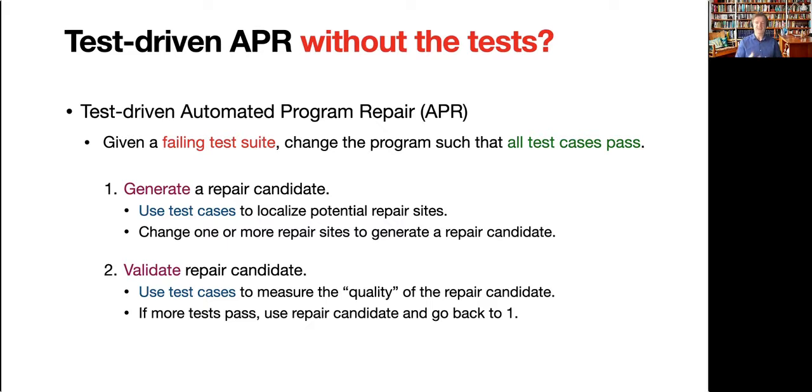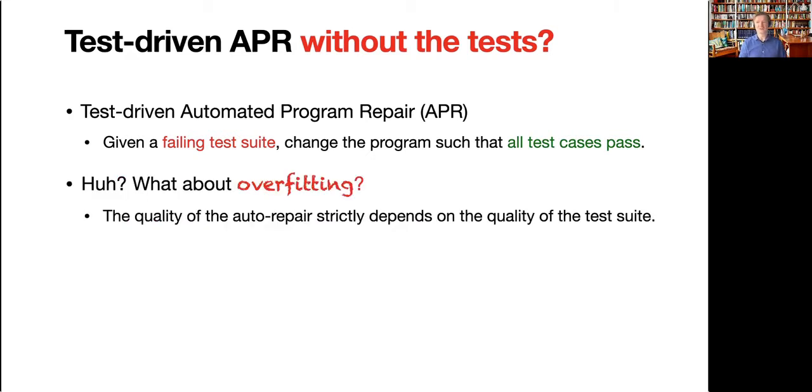Then in order to evaluate or validate the repair candidate, you execute the test suite again and count the number of passing test cases. And if more test cases pass, you can use this candidate for the next iteration and improve on that. And if all test cases pass, you have successfully repaired your program with respect to the test suite. But then you might wonder, isn't that overfitting? I mean, what about the test suite? The quality of the generated repair strictly depends on the quality of the test suite. So if I have a bad test suite, then I have a bad repair.